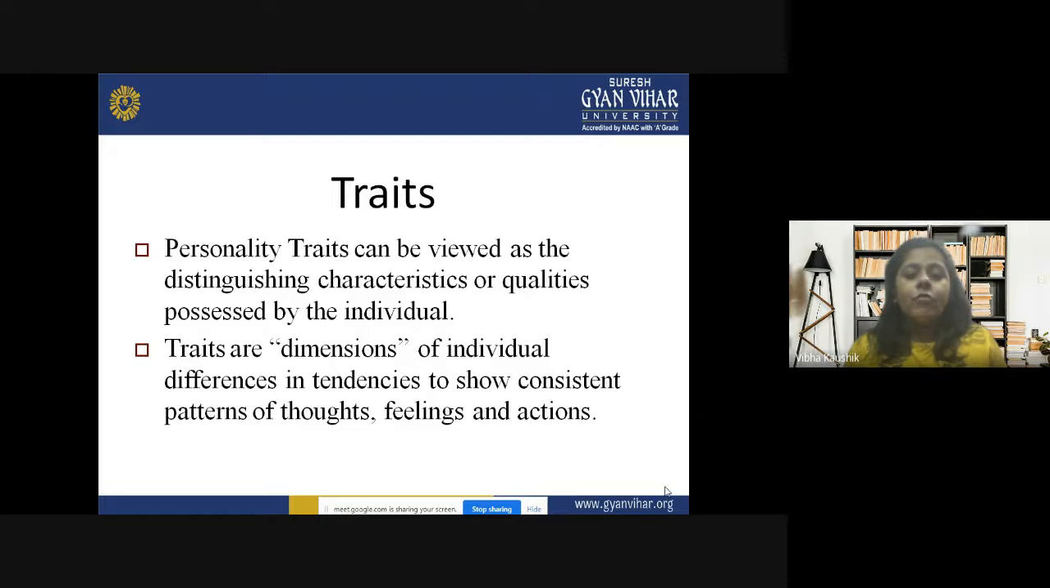Traits are dimensions of individual differences in tendencies to show consistent patterns of thought, feeling, and action. Meaning, there are individual differences among individuals in tendencies to show consistent patterns of thoughts, how a person will think, what his particular feelings are, and what his plan of action will be, and how he will act in a particular condition or situation.